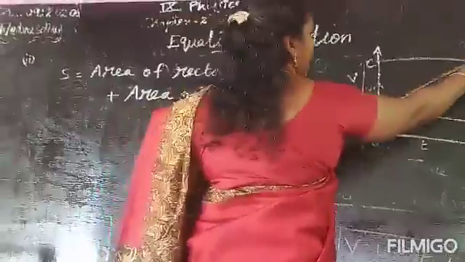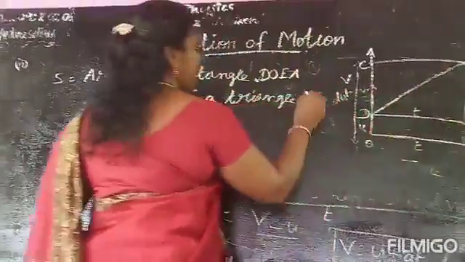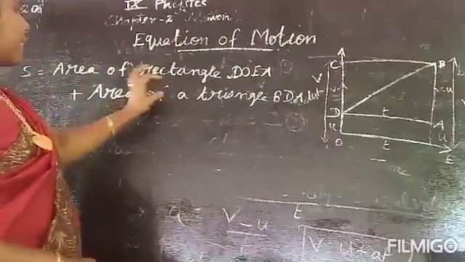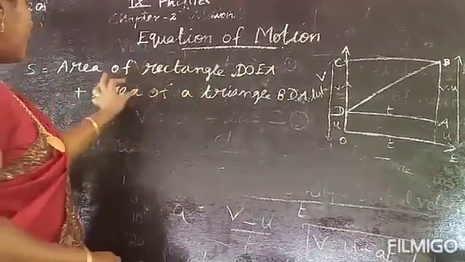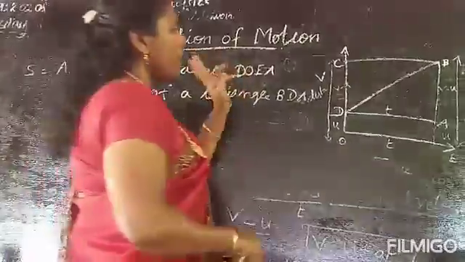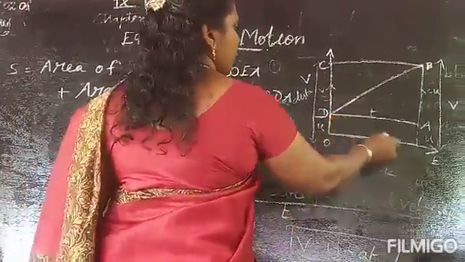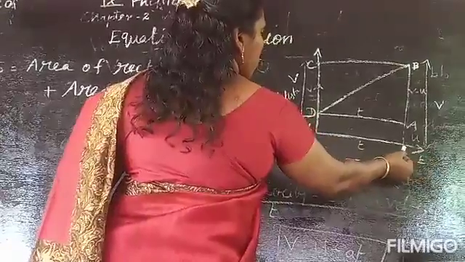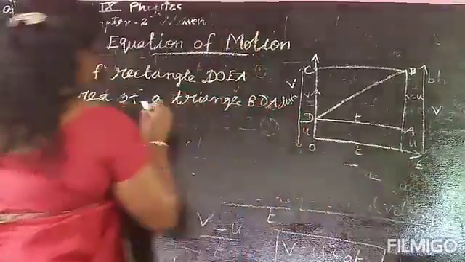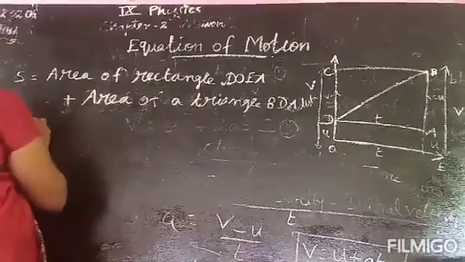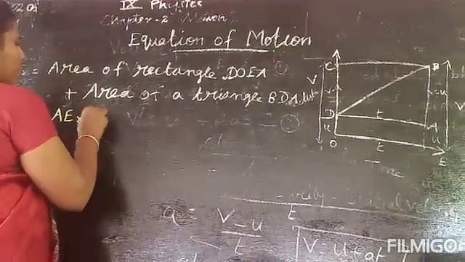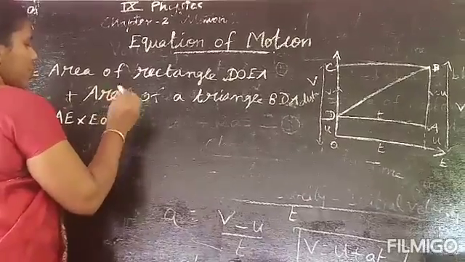Area of a triangle BDA. So the area of the rectangle plus the area of the triangle. The area of a rectangle, all of you know, is length into breadth. So this length into breadth is AE into EO, OE also you can write.